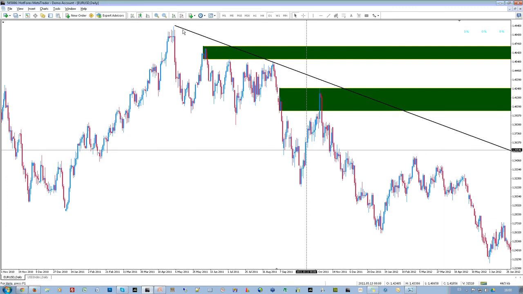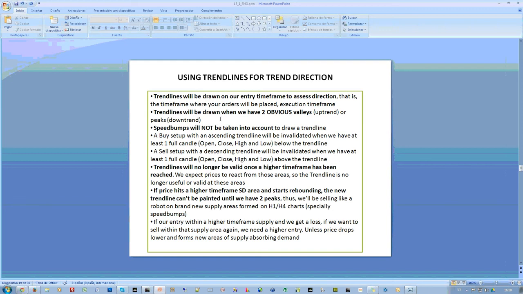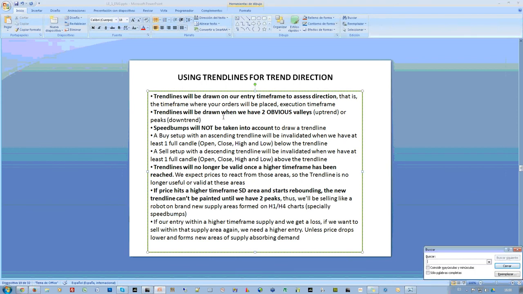This is a daily chart, okay? And this trend line is telling me that I just have to sell. I have to sell, unless price breaks above with a full candle, as explained over here. Trend lines will no longer be valid once a higher time frame area has been reached. Well, that's another thing. They must be solidly broken.